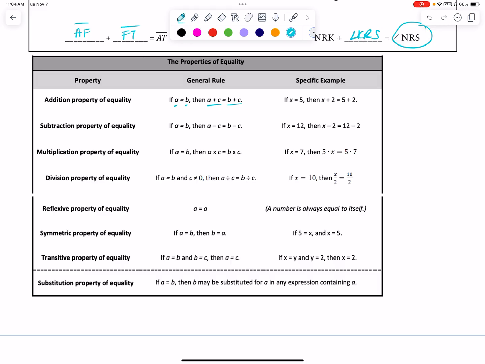Similarly for the subtraction property, if you have A equals B and you subtract that amount from a given amount, then you still have the property of equality. Here's another example. If you have 100 on both sides, and we subtract 5 on both sides, we still get 95. So if you subtract the same constant amount, the property of equality will remain.